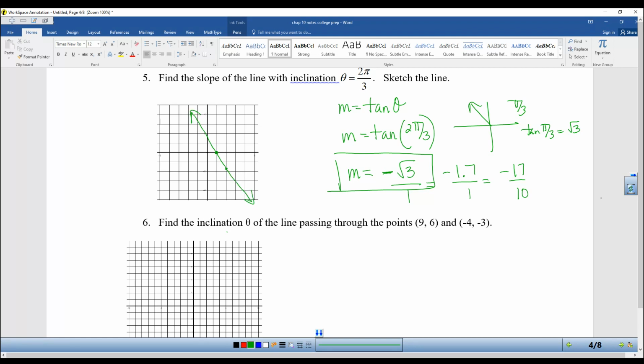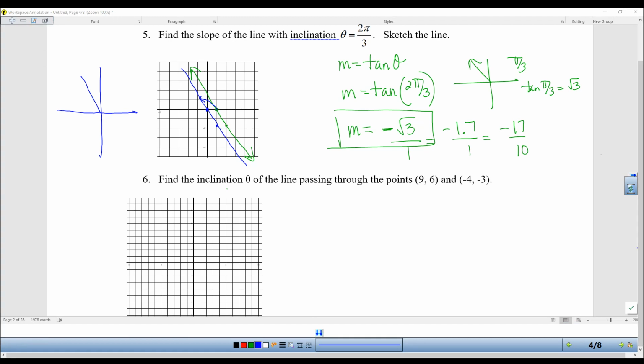But the question is, does that look like 2 pi thirds? Let me draw it on the origin, down 1.7, right? So think about where 2 pi thirds was. Does that look like where it was on the unit circle? Somewhere over there? Yeah. So you should be feeling very confident about that answer. The slope is negative square root of 3.